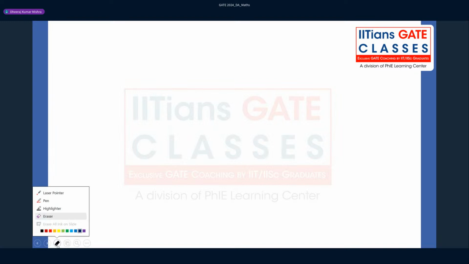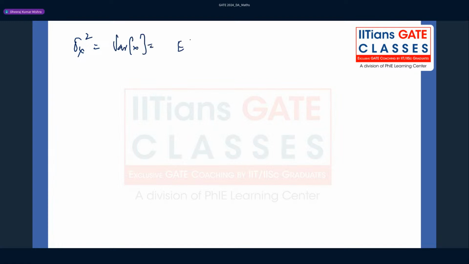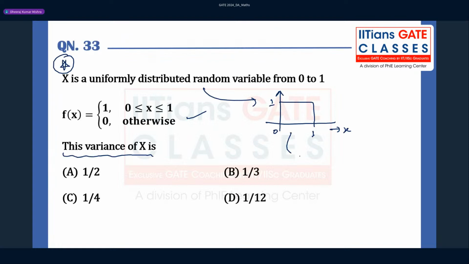Okay, let me write here. The variance sigma x square, or variance of x, is equal to the mean square value, that is expectation of x square, minus the mean whole square, right? You can find the mean of this. What is the mean of this, guys? The expectation, directly you can find out.